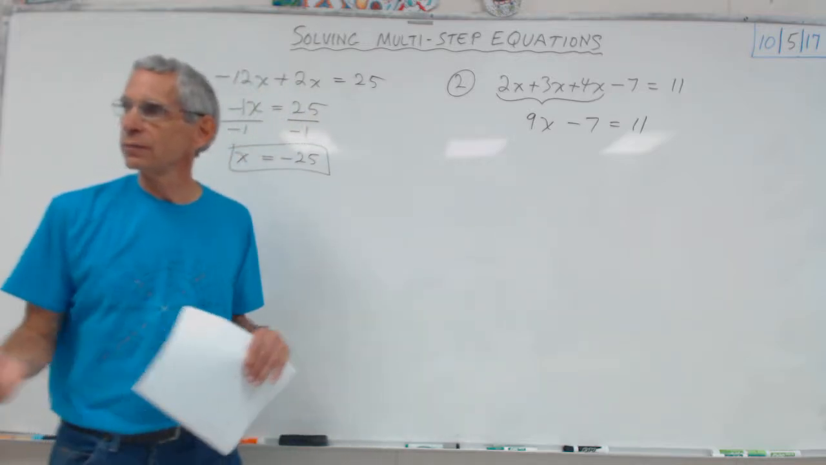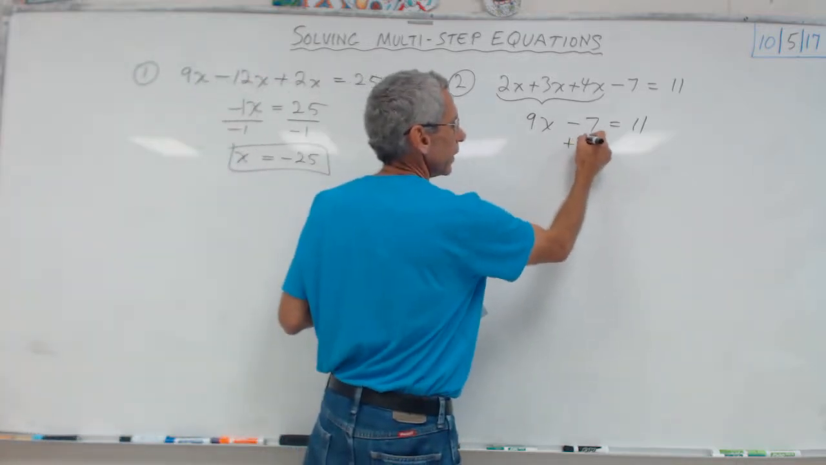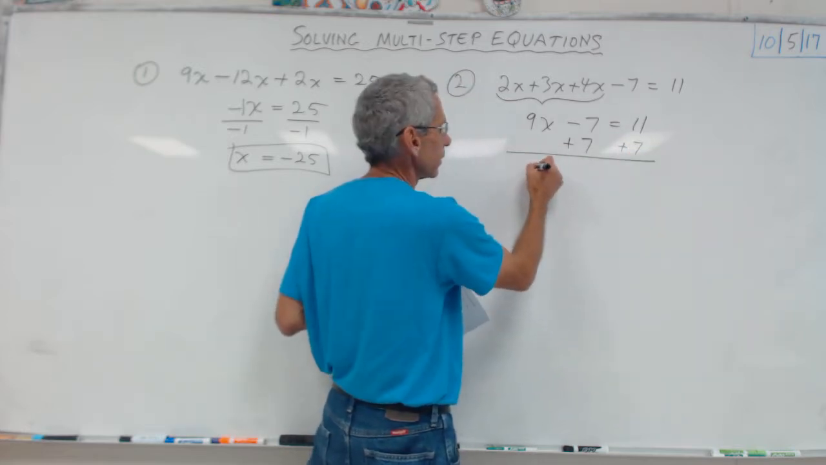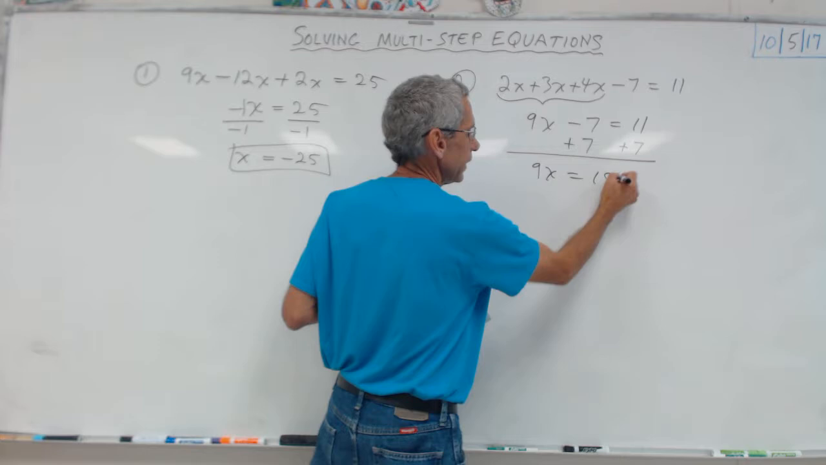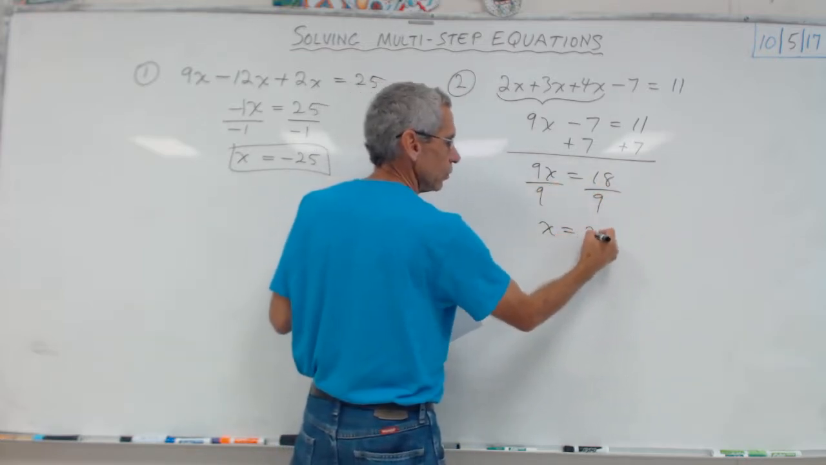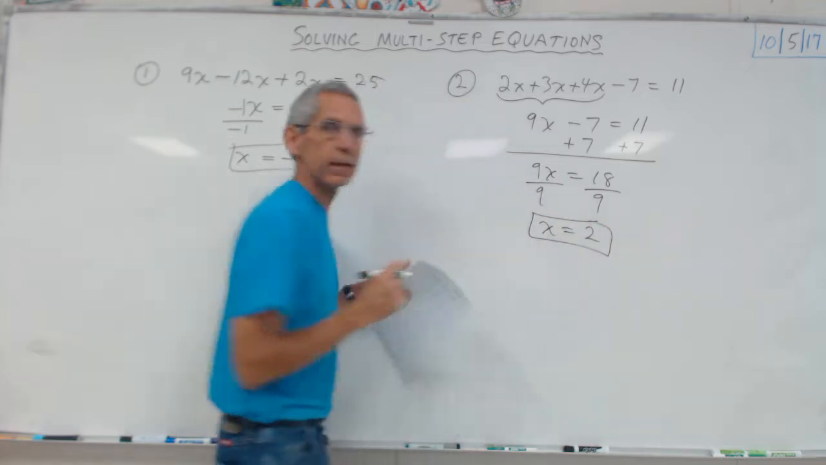Rosemary, what would I do? Add 7. 9x is equal to 18. Divide by 9. x is equal to 2. You guys are really good at that part.